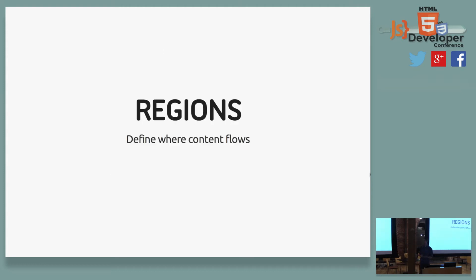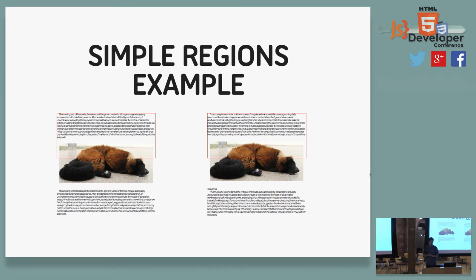Cool, regions. Regions is also awesome. This is all about defining where content flows. It's a little weird when you get down into the implementation, but here's how it works. Actually, I'll show you first one of the use cases for this thing. I've got this article sitting here on the left, and this red rectangle we can think of as the viewport. If I have an article and I want it to be responsive, it's going to flex to the size of the viewport as I shrink it.